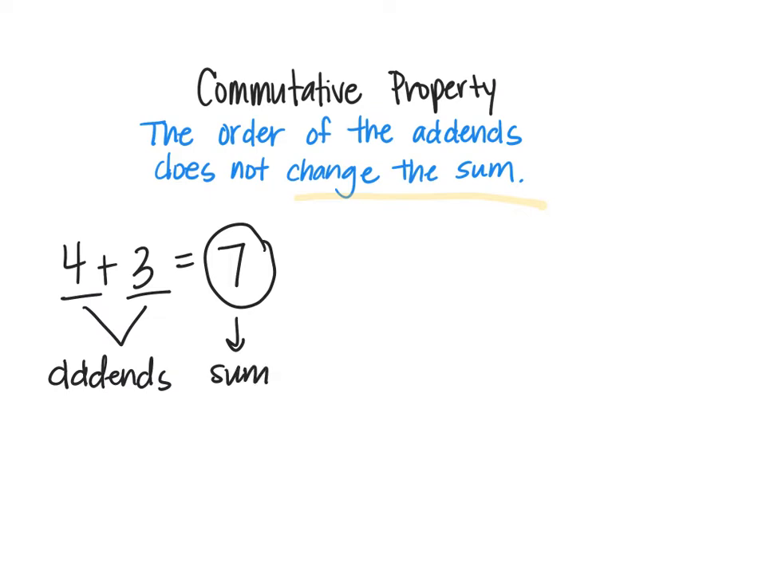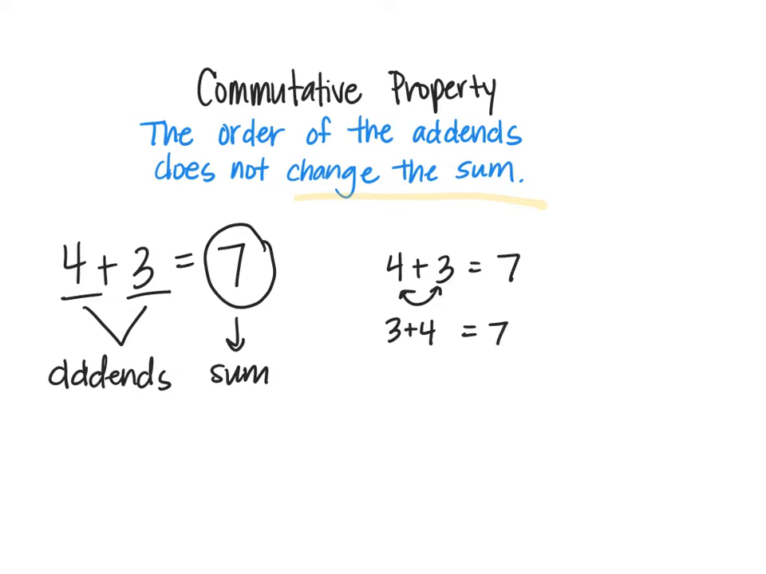All right, so let's show some examples of the commutative property. The commutative property says that the order of the add-ins does not affect the answer. So, for example, using the same one I used before, 4 plus 3 equals 7, and if I change the order of the add-ins to 3 plus 4, I still get the same answer of 7.